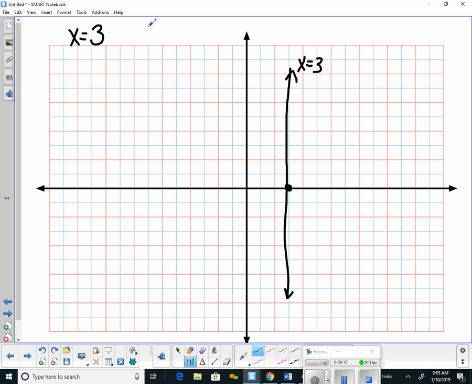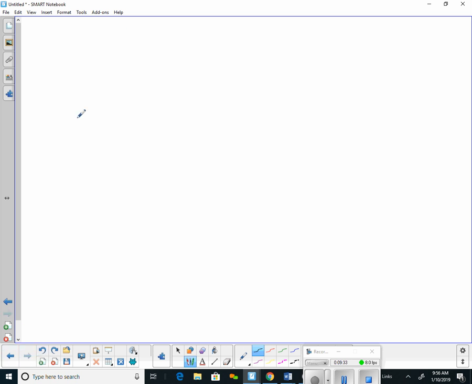So when x equals a number, that is a vertical line. And remember, my slope here is undefined. Okay? Now, what if we have a y?